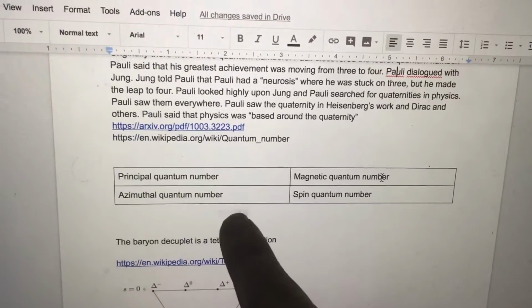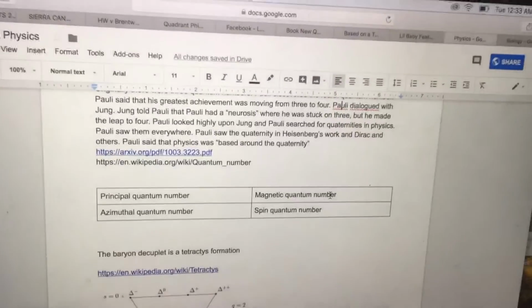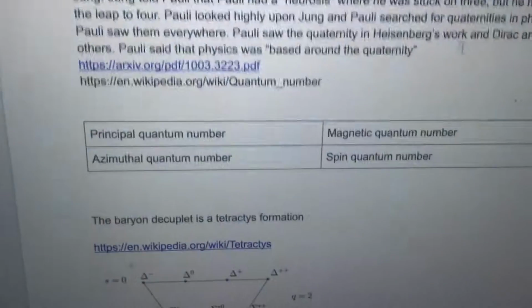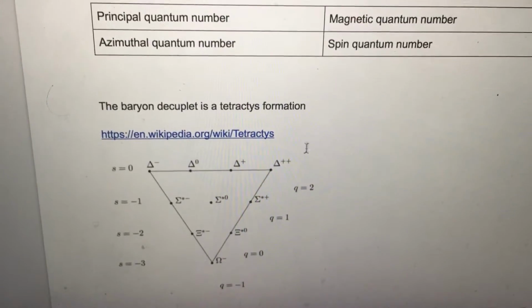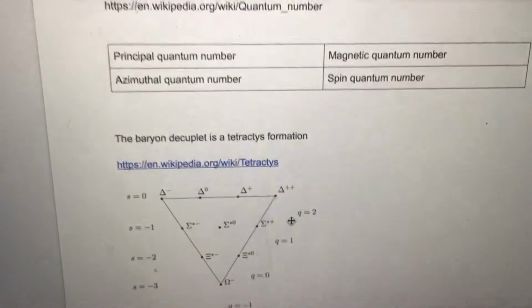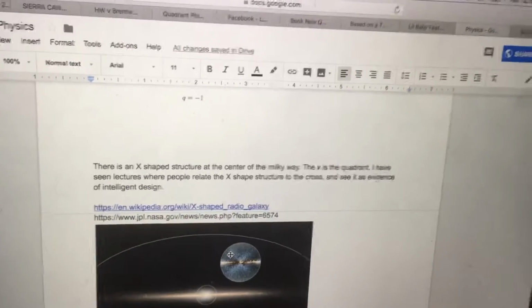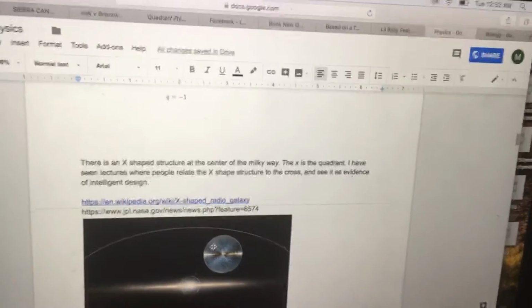Principal quantum number, azimuthal quantum number, magnetic quantum number, and then the 4th transcendent one's a spin quantum number. So here's the baryon decuplet. This is used in physics, and it's a tetrakis formation with 4 rows. Again, the Pythagoreans saw the tetrakis as the foundation of existence.